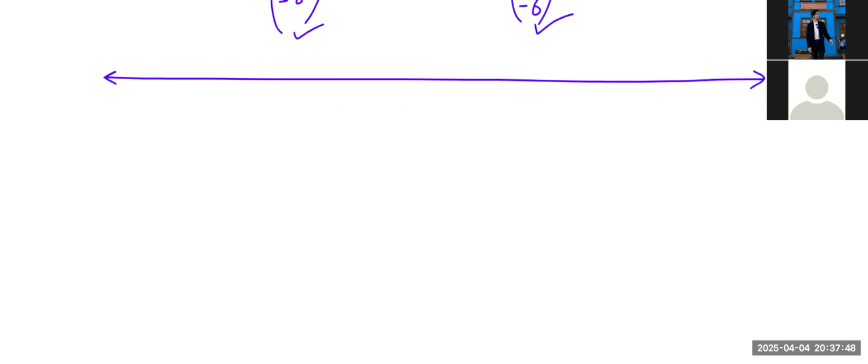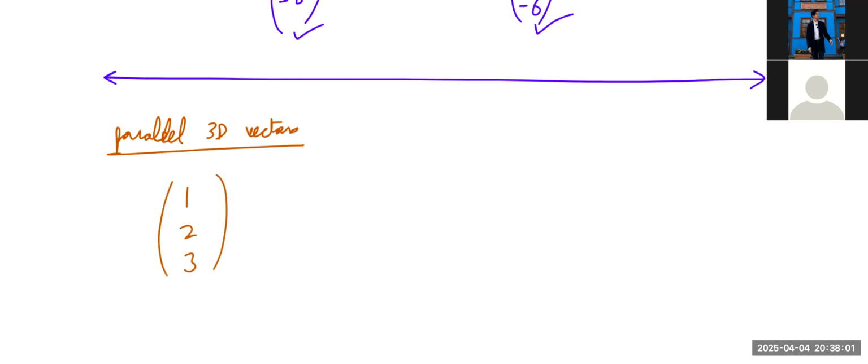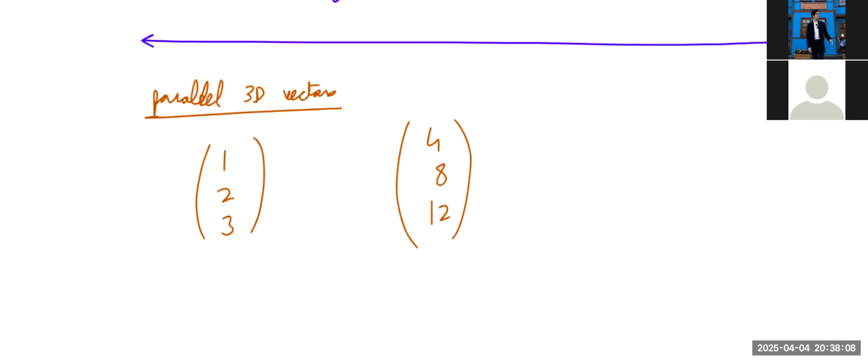Parallel, very easy by the way. Parallel 3D lines or vectors, because we're talking about vectors. So look, for example, 1, 2, 3. The other one would be 4, 8, 12. See, they're clearly parallel. This guy is literally 4 times the first guy. So they are parallel.